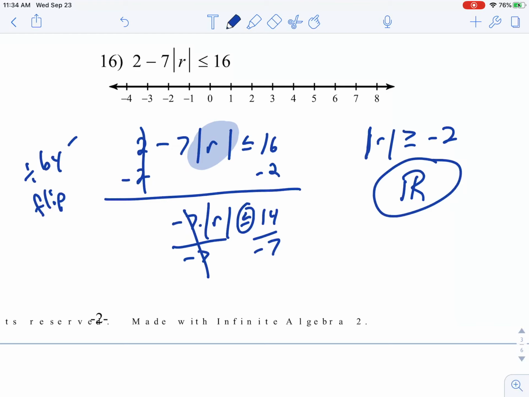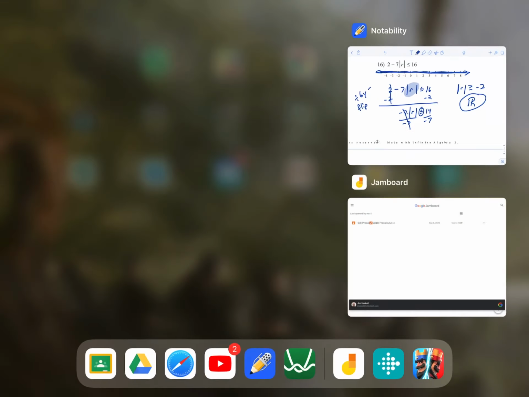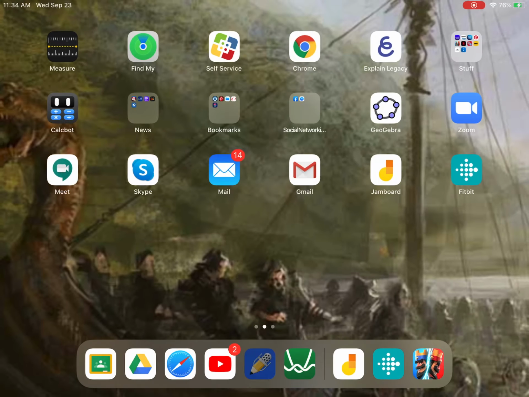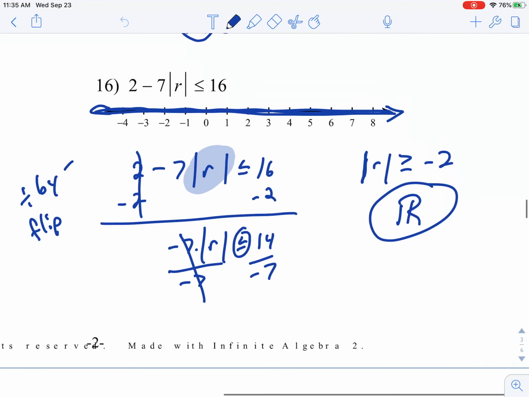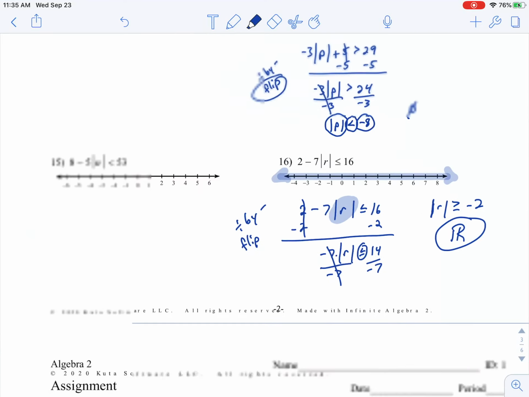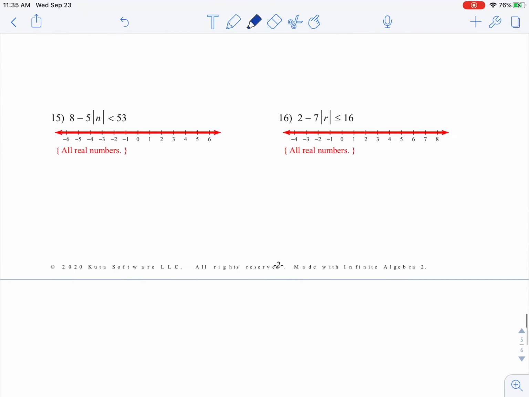And the whole thing, oh, it won't let me highlight. Oh well. The whole thing gets shaded. I bet this crashed again. Yep. Sorry about this. Well, at least now I can use my highlighter. So this should be all real numbers, the whole graph shaded, and there it is.